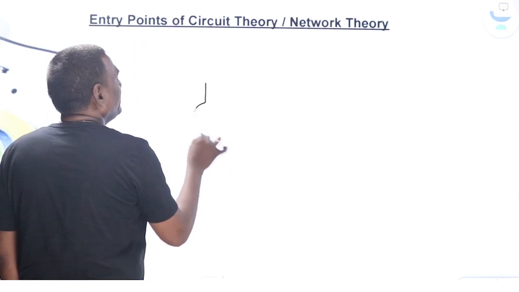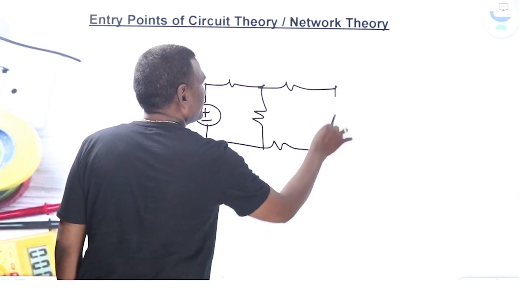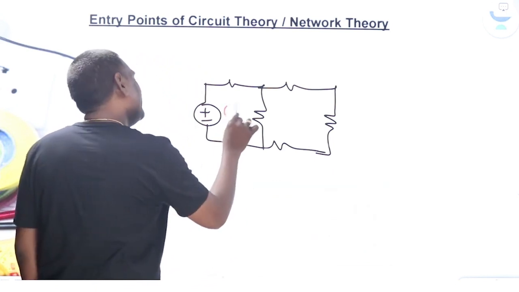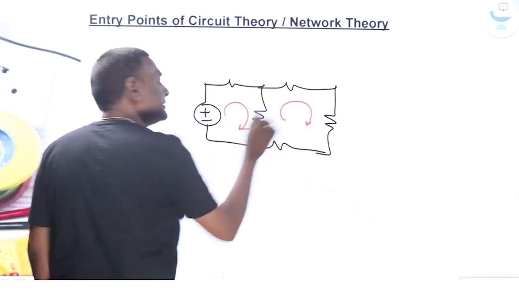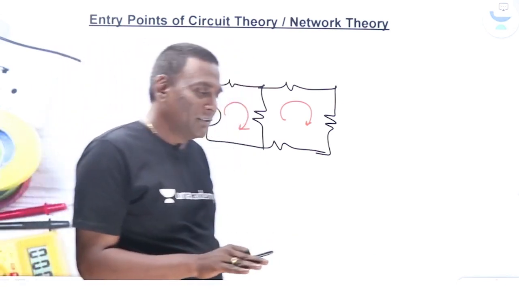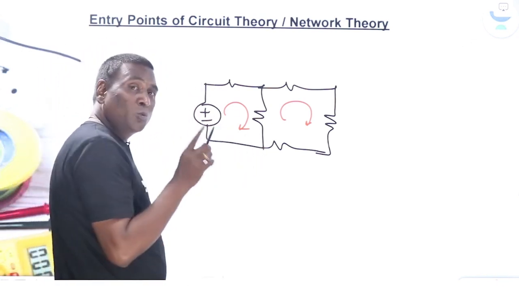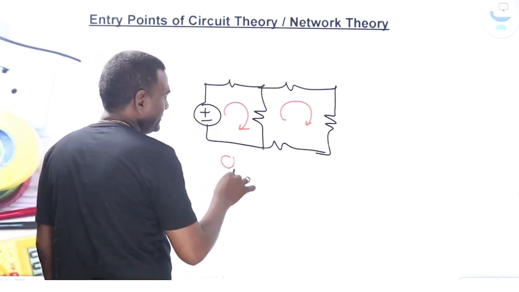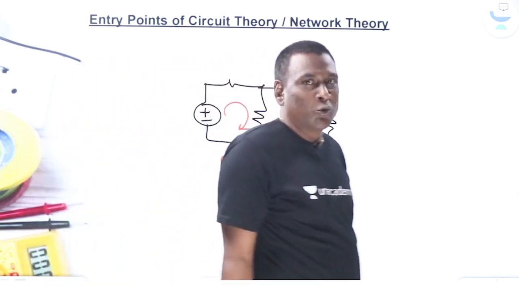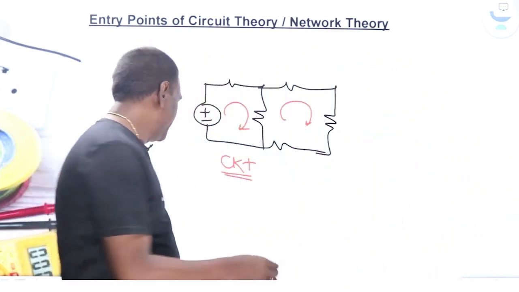For example, if I have a big network like this, at least one closed path is there, no? See, at least one closed path is there. I'm telling you this only for interview purposes, because it is a vague question. At the end, I'll tell you that. The moment you have at least one closed path, that can be called a circuit. And if you don't have any closed paths, it can be called a network. For example, closed paths are not there.